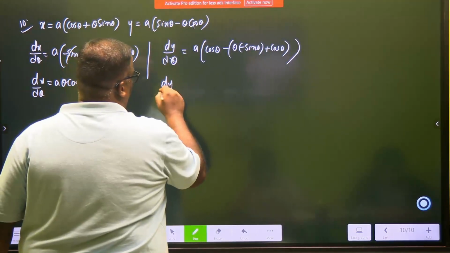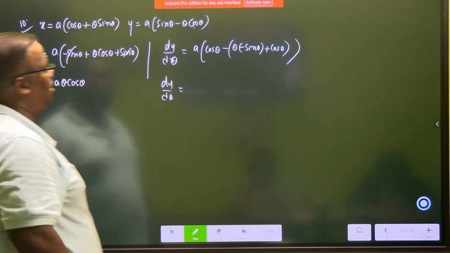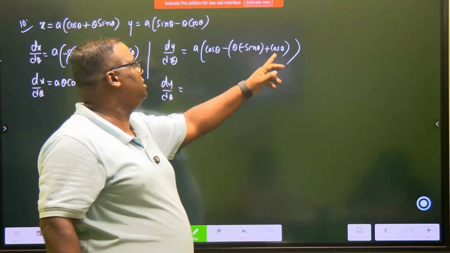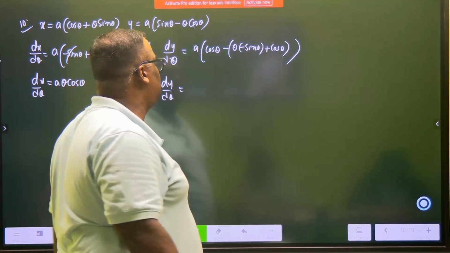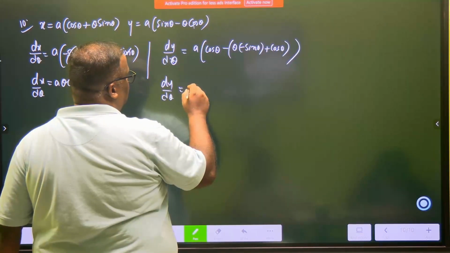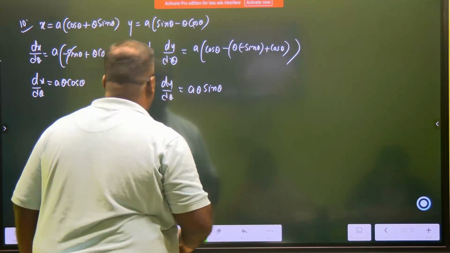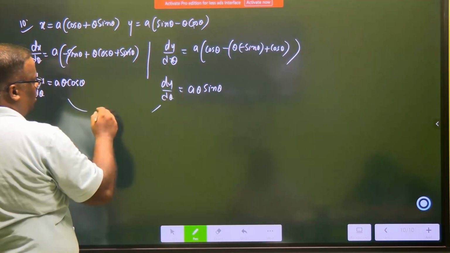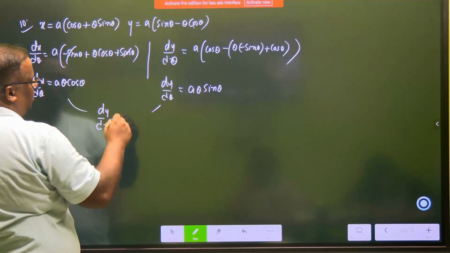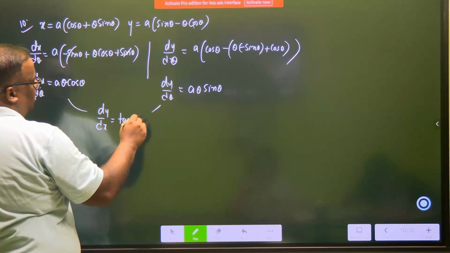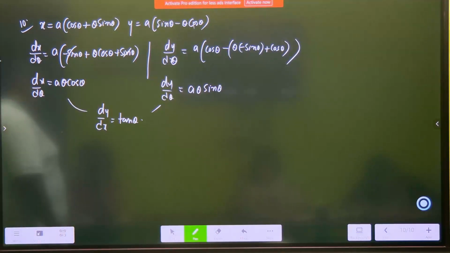Let's see dy by d theta. Now here this minus will multiply this and this will become plus. So this minus and this gets cancelled. So this becomes a theta sin theta. All right. Combining both, dy by dx will become, a theta will cancel, it will become tan theta. Here also the answer is tan. Matches?